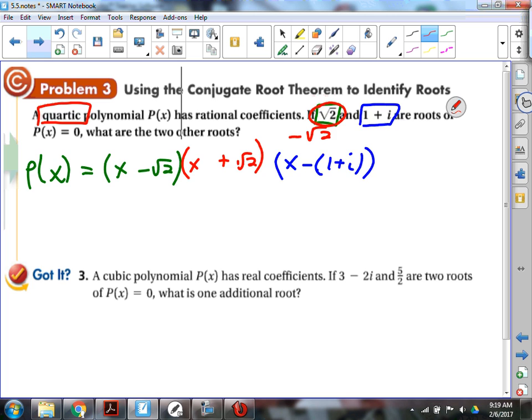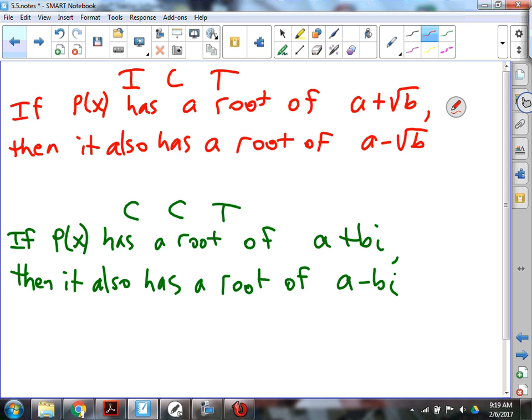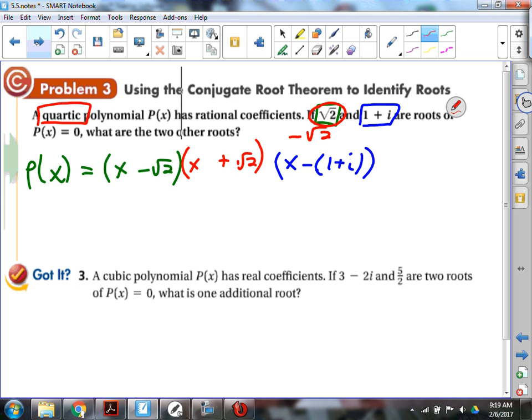And then look at what else this says. If a plus bi is a root, then so is a minus bi. So they're telling us that 1 plus i is a root. So guess what else is? 1 minus i is, bless you. 1 minus i is. So this is x minus 1 minus i also.